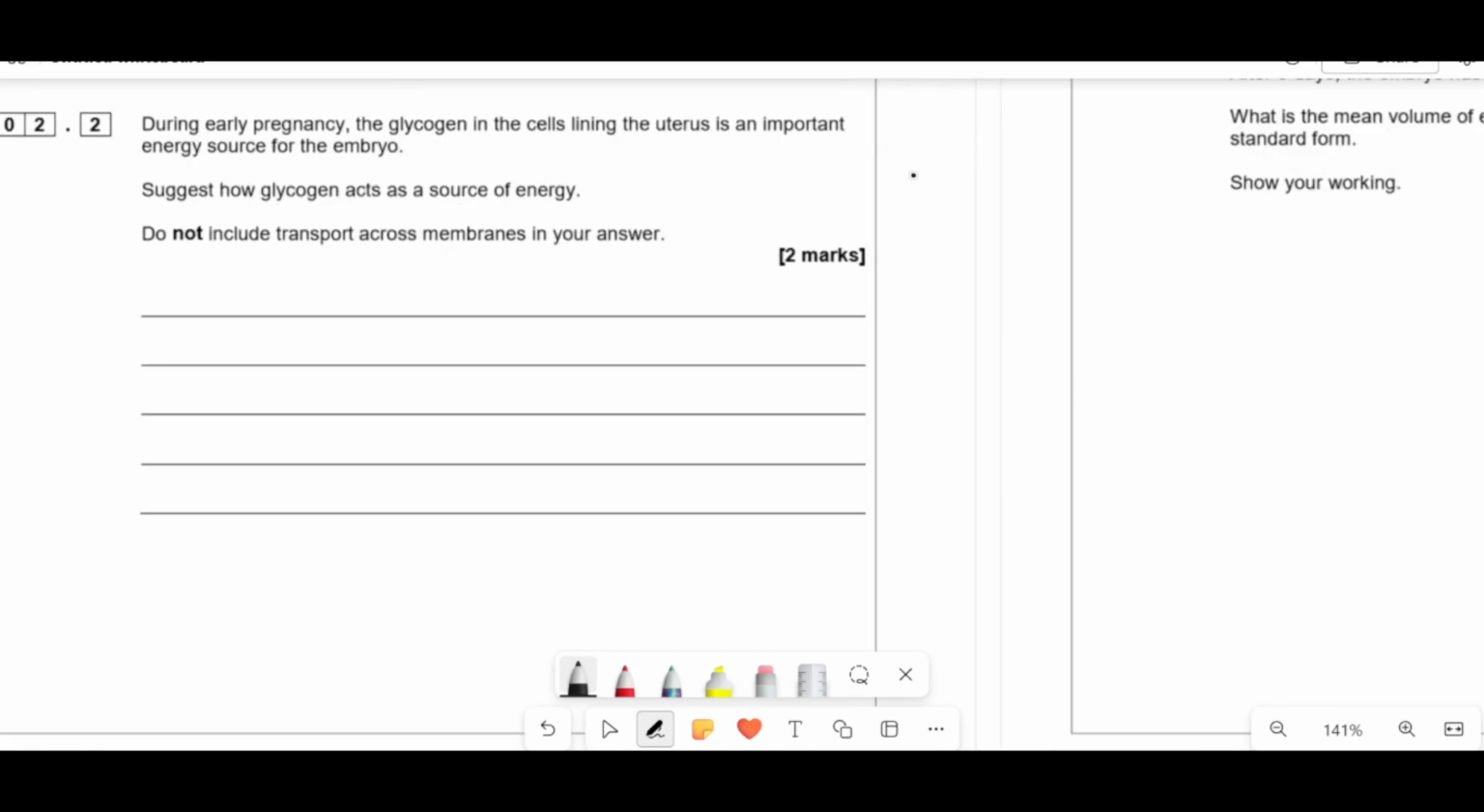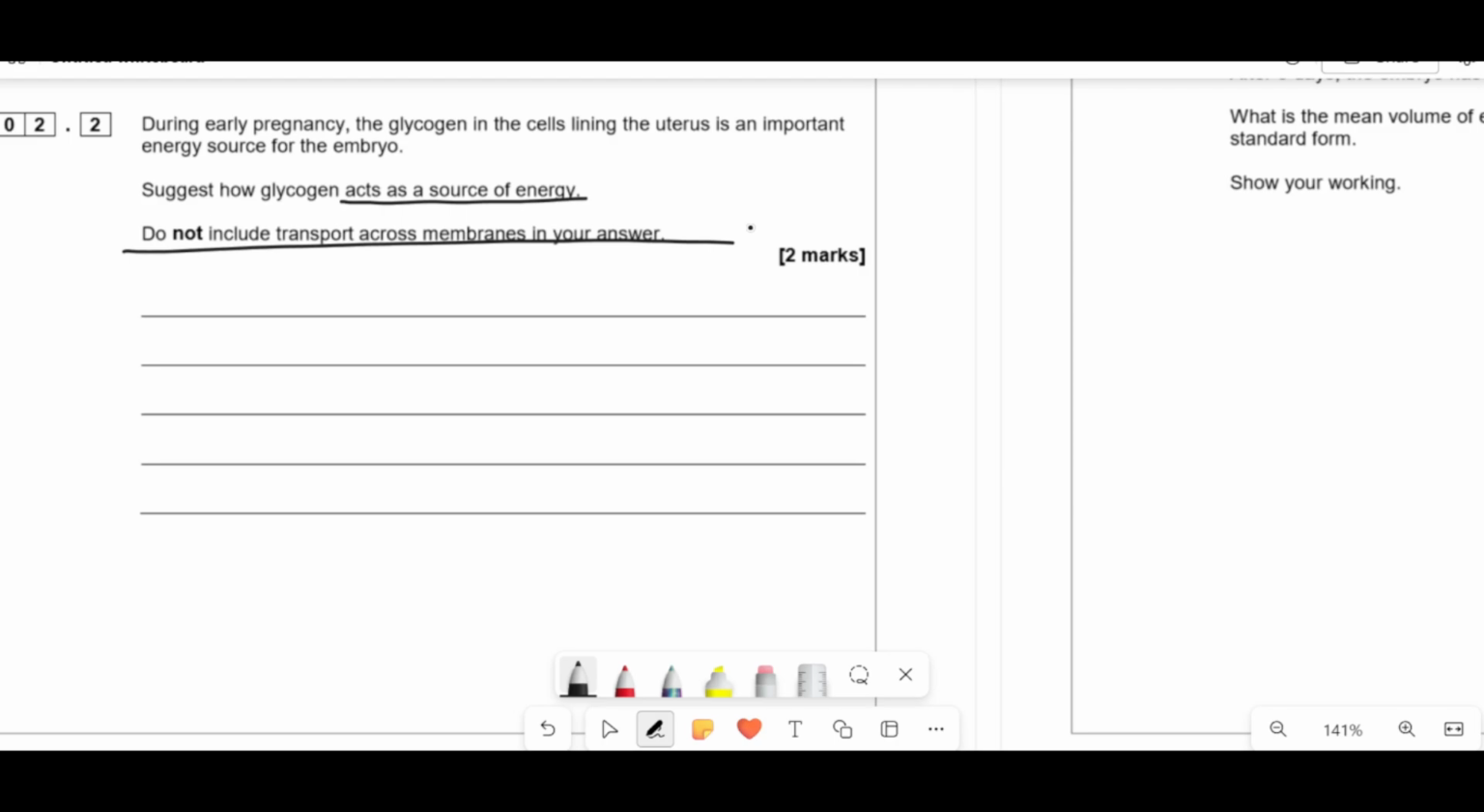During early pregnancy, the glycogen in the cells lining the uterus is an important source of energy for the embryo. Suggest how it acts as a source of energy. It says do not include detail about the transport here. So this one, people started talking about lots of things to do with, oh, there's branching and it's got lots of ends and this and that.